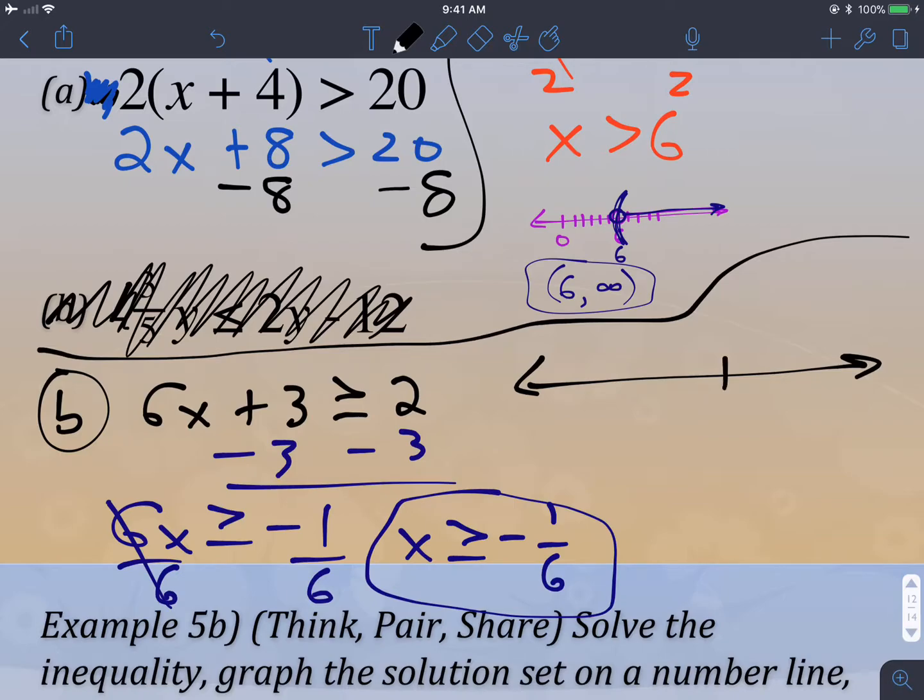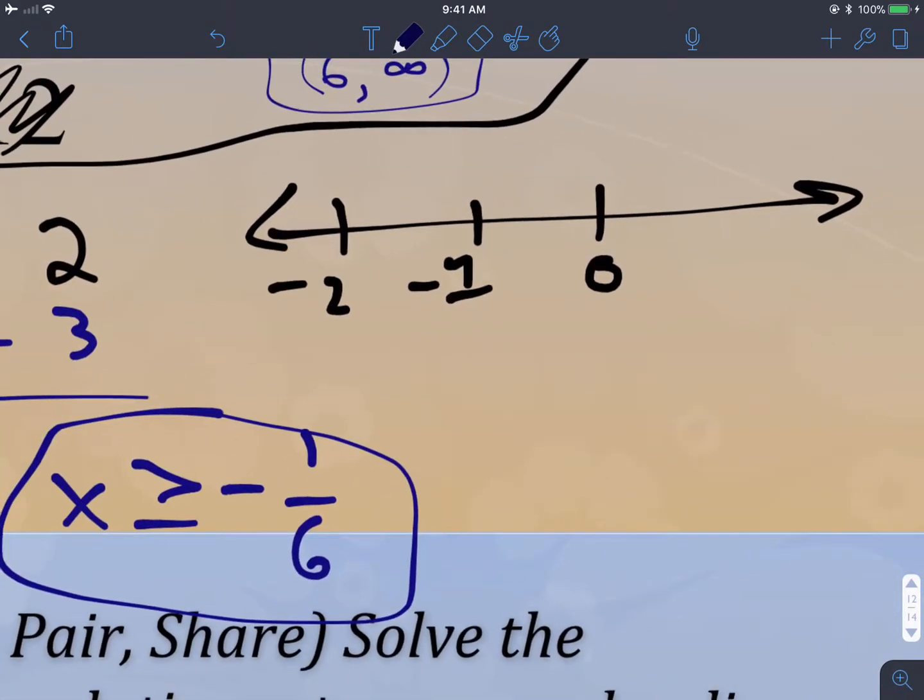So it's like kind of like maybe 0, 1, -1, -2. So it's kind of like right about here. Greater than or equal to. So open circle or closed circle. Closed, because it's like these two.